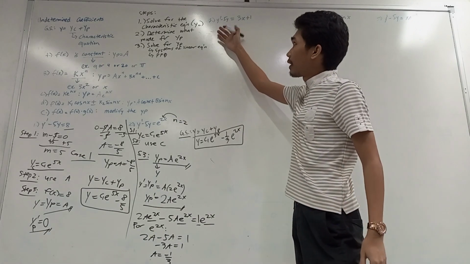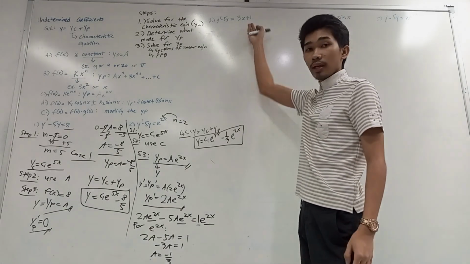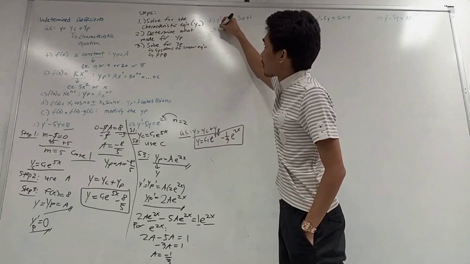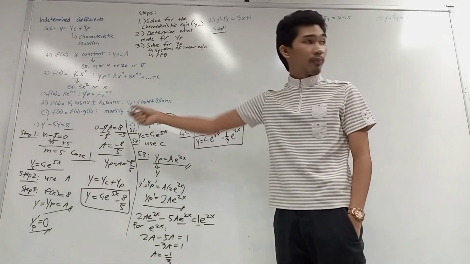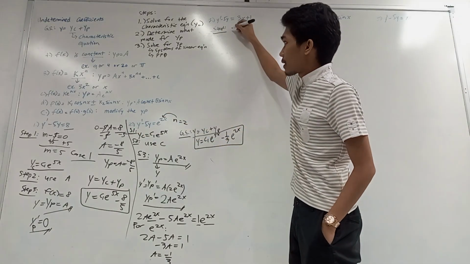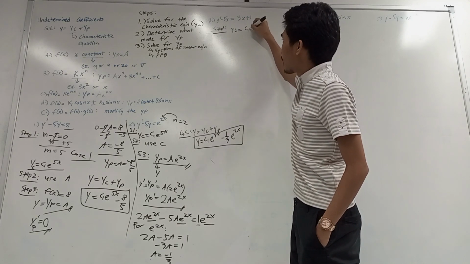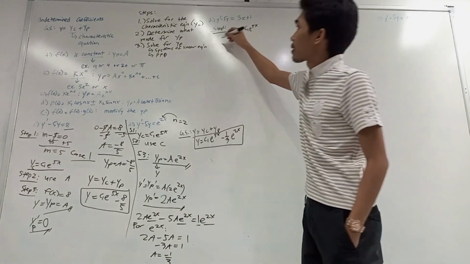Ngayon is number 3. Ang number 3 is y prime minus 5y equals to 3x plus 1. So again, step 1, naalaman natin siya from previous problem. So, step 1, ang kanyang yc is equals to c1 e raised to 5x.